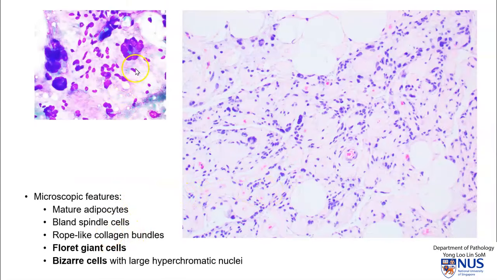And we can also see these giant cells, which are called floret giant cells because the nuclei are arranged in a circle, a little bit like the petals of a flower, and sometimes even more bizarre, large cells with hyperchromatic nuclei that may be multinucleated, and this is the reason why it is called a pleomorphic lipoma. I will now show you a virtual microscopy slide of a spindle cell lipoma.